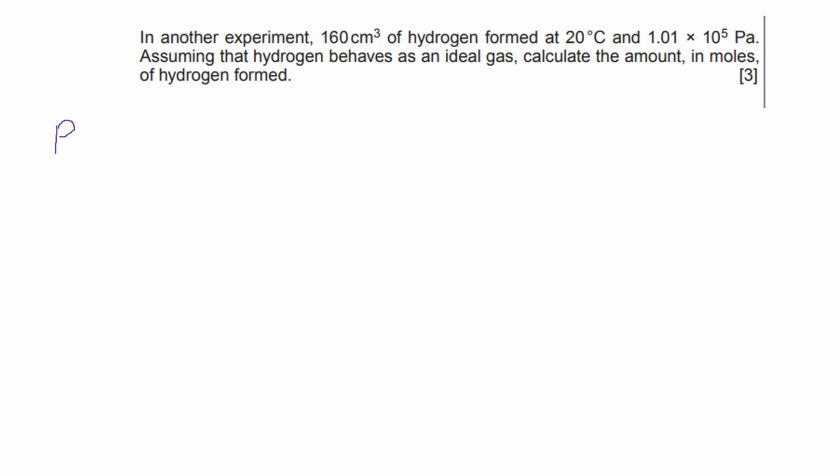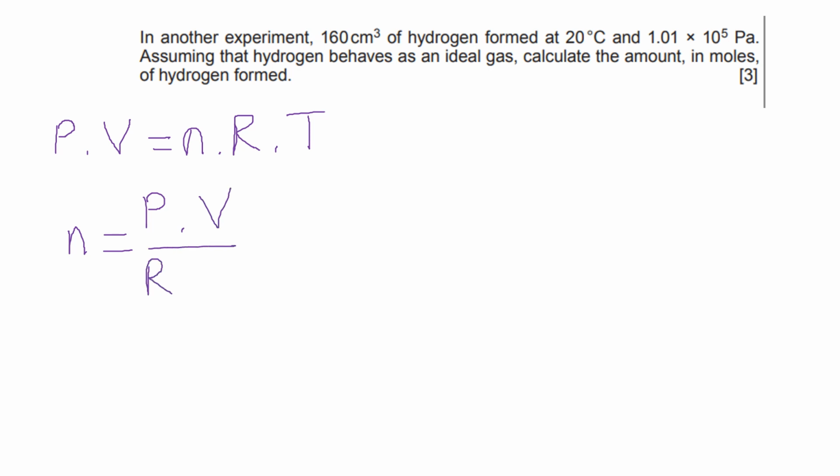Start off by writing out the ideal gas equation. You never know, you might get a mark just for writing out the equation. And then we're going to rearrange to make n the subject. So n equals P times V divided by R times T. And then we're going to plug the numbers in. So the pressure is already in pascals, so we don't need to do anything with that other than plug it in. That's good news.